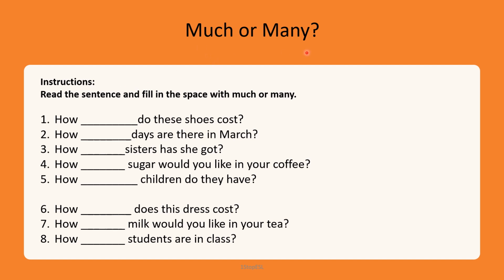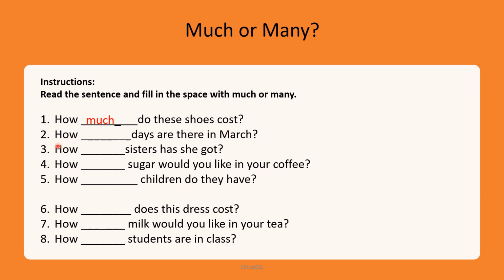Okay, much or many. A lot of people get confused by this, but all you need to do is practice and practice. Read the sentence and fill in the space with much or many, or you can just say it in your head. Number 1, how blank do these shoes cost? There's a clue. Cost means money, so it's uncountable. So how much do these shoes cost?